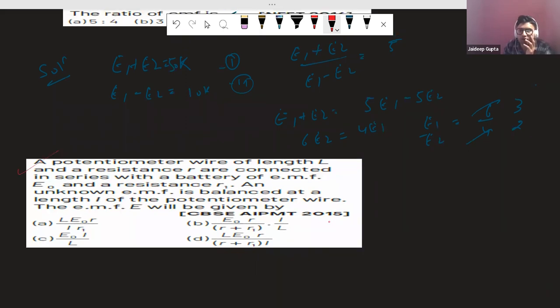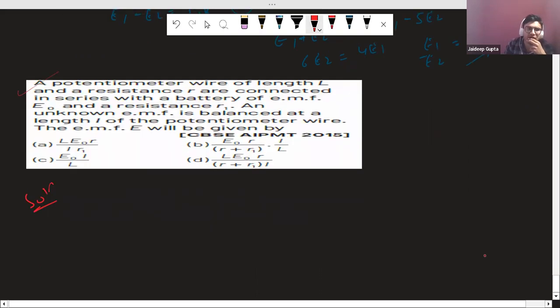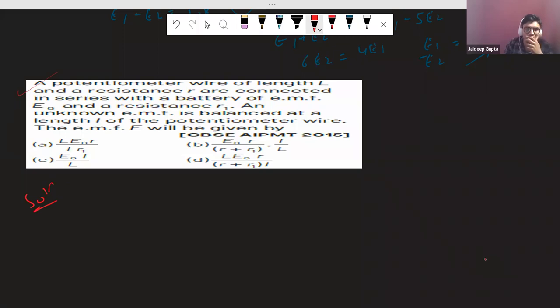This potentiometer question last. Try fast. 1 minute. A potentiometer wire of length L and resistance R are connected in series with a battery of EMF E0 and the resistance R1. An unknown EMF is balanced at the length l. The EMF E will be given by.